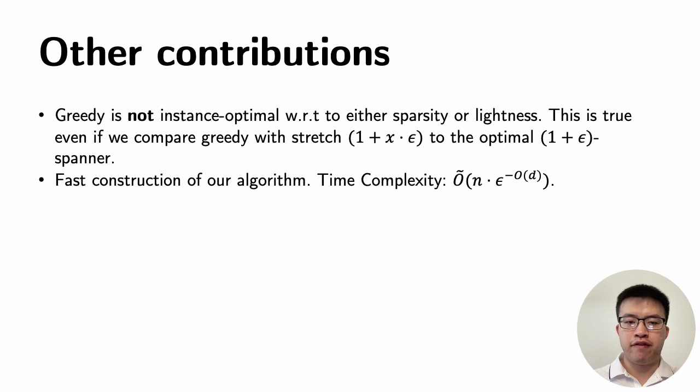Other contributions of our paper include: first, we have discussed that the greedy spanner is not instance optimal with either sparsity or lightness. This is also true even when we compare greedy with stretch 1 plus epsilon to the optimal 1 plus epsilon spanner. We also give a fast construction of our algorithms. The time complexity is n times epsilon to the minus d times polylog n.